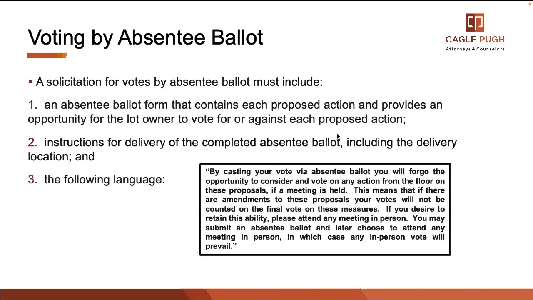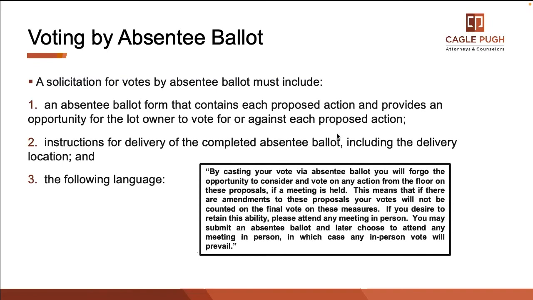So if you vote by absentee ballot, you have to include in the form the proposed action and provide the owner the ability to vote for or against it. And then you have to give instructions for where to deliver that absentee ballot. And then you've got to include this language that's here in this little box. All this is saying is that if you vote by absentee ballot, then if somebody makes a floor amendment to the provision that's being voted on at the meeting, and that floor amendment passes, then your absentee ballot is out the window.